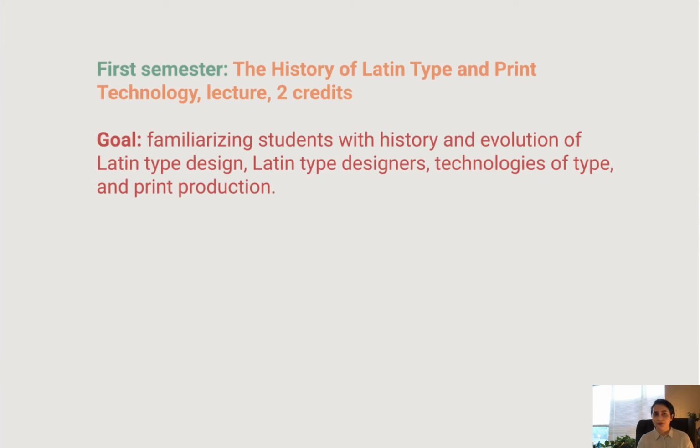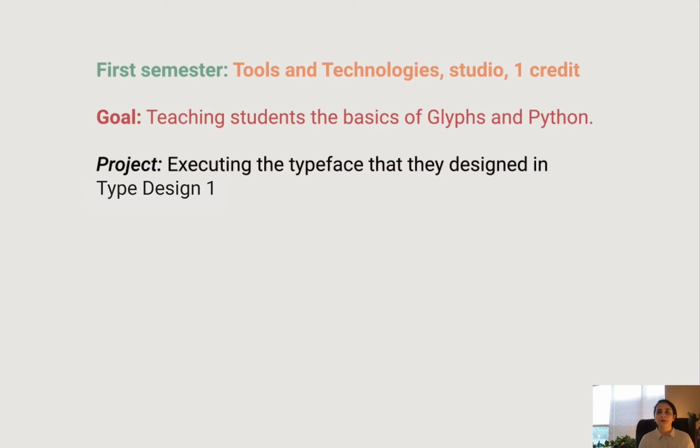The second course of the first semester is the history of Latin type and print technology. This is a lecture course and has 2 credits. The goal is making students familiar with the history and evolution of Latin type design, Latin type designers, technologies of design, and print production. The third course is about tools and technologies. This is a studio course and has 1 credit. The goal is teaching students the basics of Glyphs and Python, and the project is about executing the typeface that the students design in the Type Design 1 course.